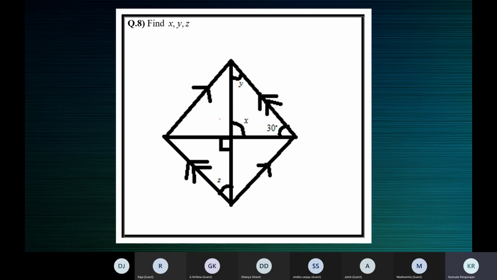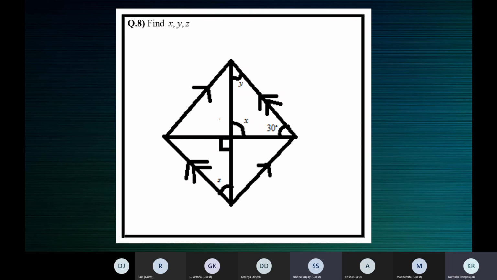But when you're asked to give a special name, supposing a square is given to you and you say parallelogram, you're partly right. You must say specifically that it is a square.